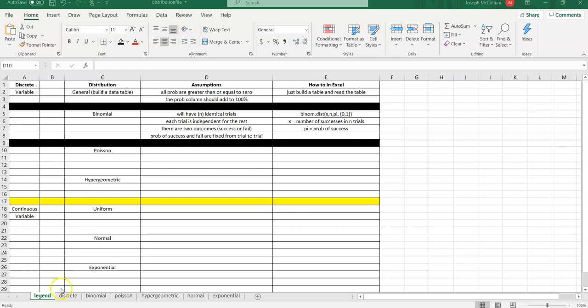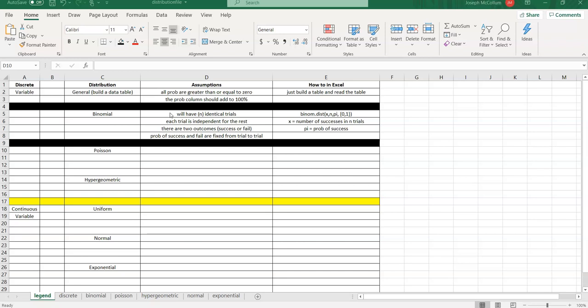Alright, so the binomial distribution, in order to have it, you have to check 4 boxes. That is, you need to have n identical trials. You need each trial to be independent from the rest of the trials. You need to have 2 outcomes that are marked as success or failure. And you need the probability of success and failure to be fixed from trial to trial.